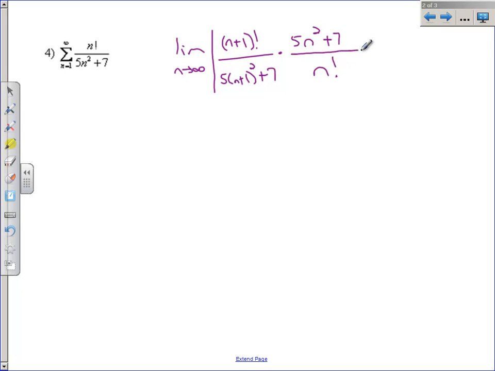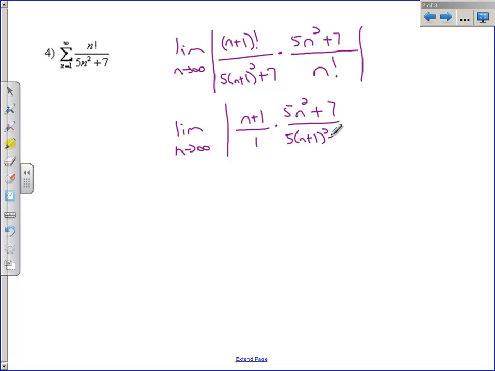And then we're going to clean this up. Now, my factorials are going to simplify to an n plus 1 in the top. I'm going to leave that over 1. And then we're going to take a look at this polynomial: 5n squared plus 7 over 5 times n plus 1 squared plus 7.